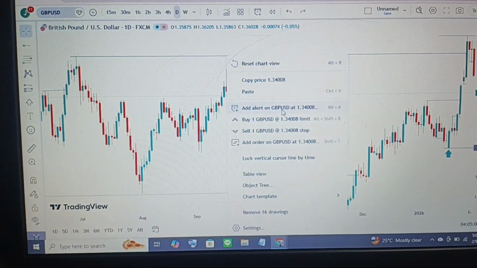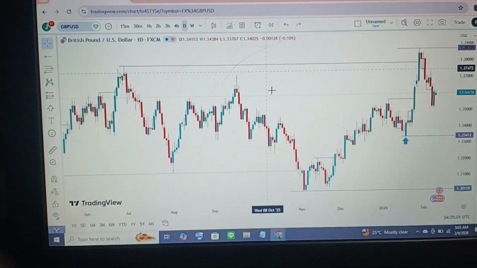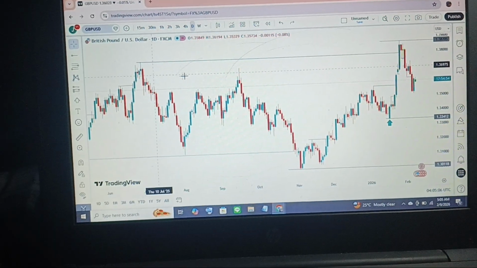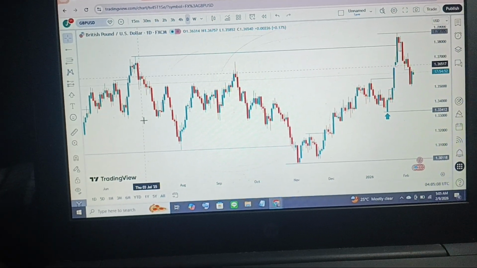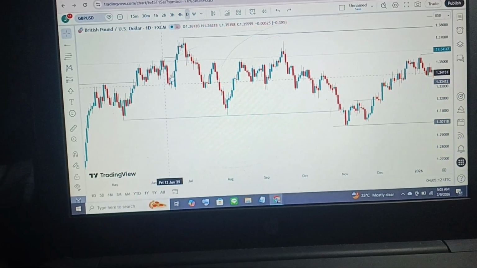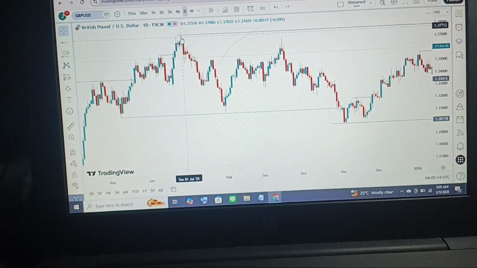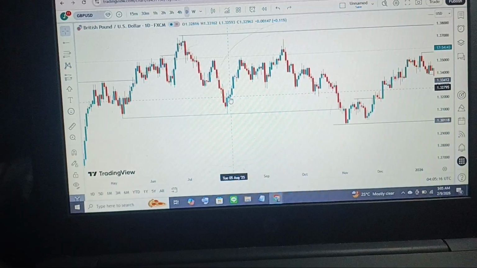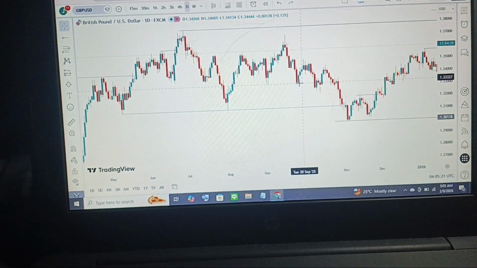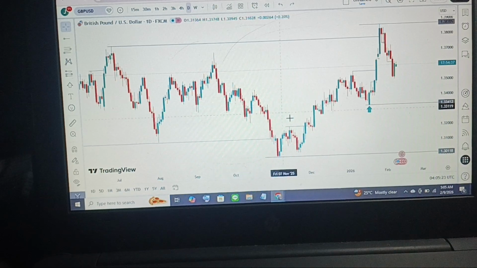So what you can see here, you can see that this was the major move of the market. This was the highest point that price got to before this downward push, before price resumed its bullish push again.